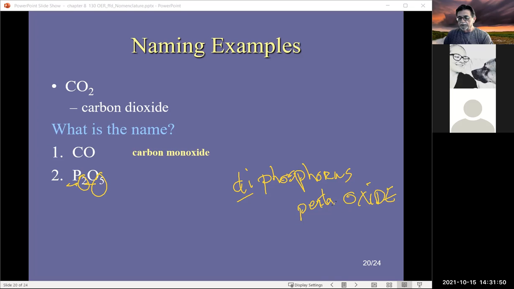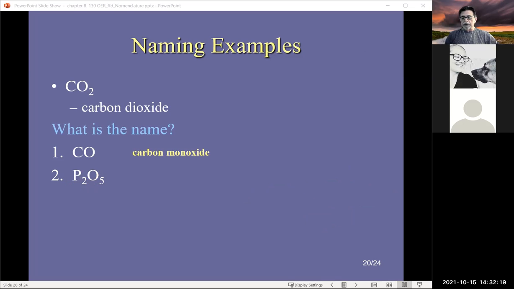Now, the problem is that penta ends in A, and we're going to connect it to an O, so we've got 2 vowels coming together. From an English perspective, you have to drop the A, so it's actually pentoxide. Now, if you forget to drop the A, I'm not going to make a big deal out of it. Pentoxide with or without the A will be fine. You won't be counted wrong. If you are counted wrong, let me know in Canvas, and I will give you your credit. So that is called diphosphorus pentoxide.